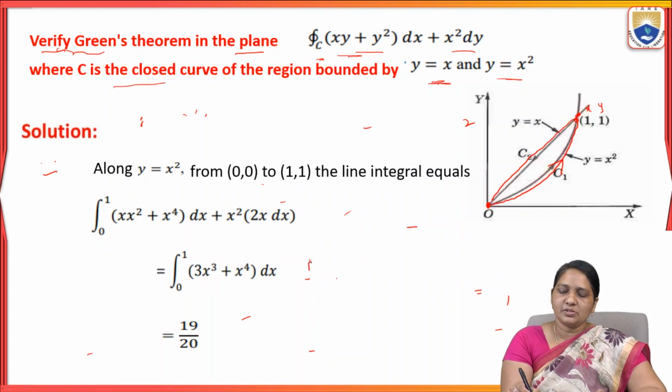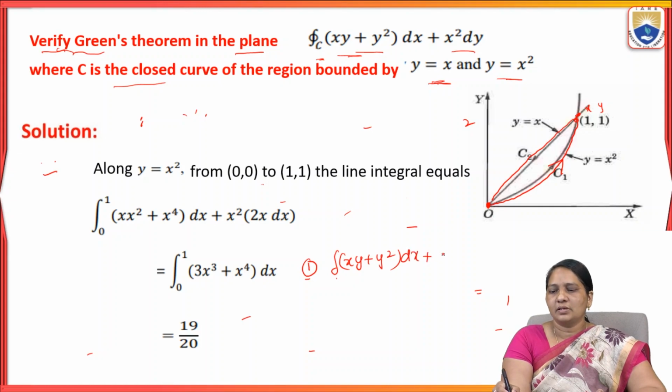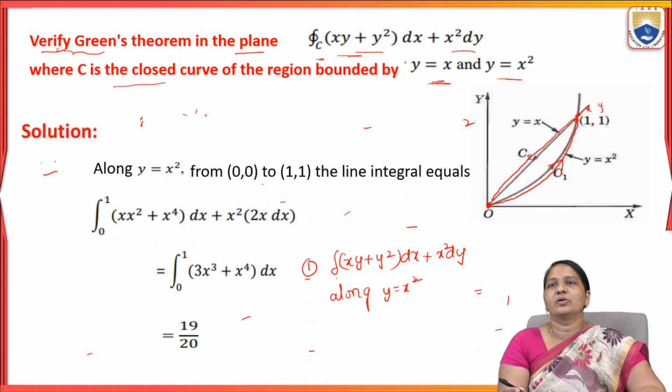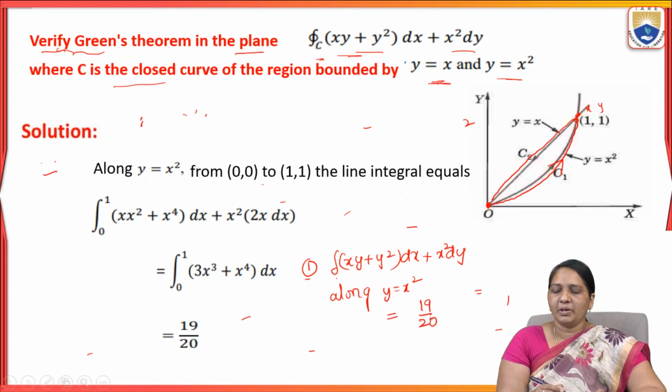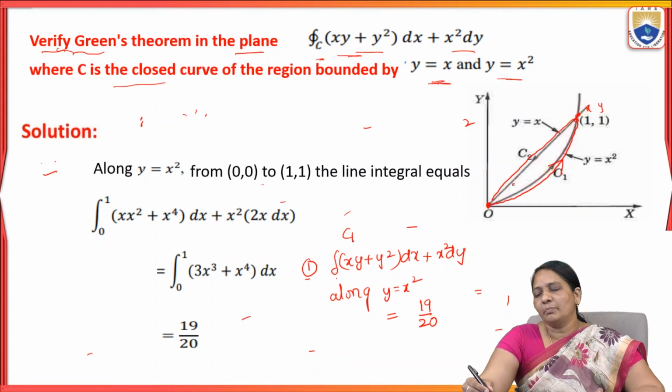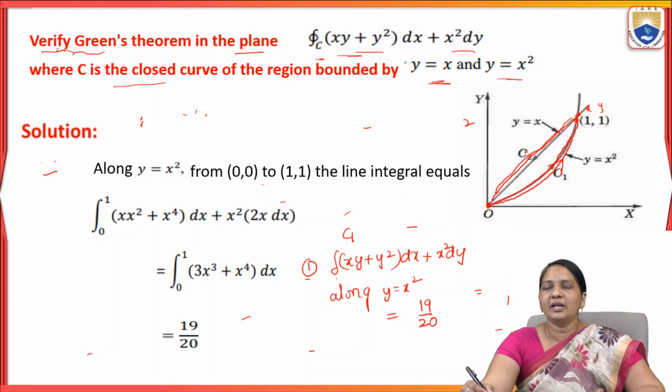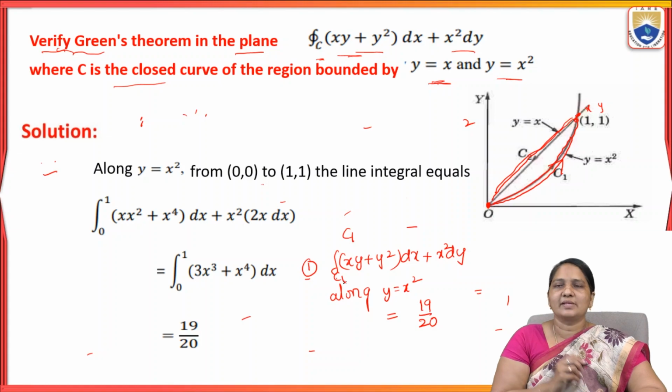So the first part is calculated, that is the integral of (xy + y square) dx + x square dy along y equal to x square, which is equal to 19/20. That means only one curve is completed. Now I am going to calculate along this other curve, then I can add these two to get the total integral value. That's why I am taking this one as C1.